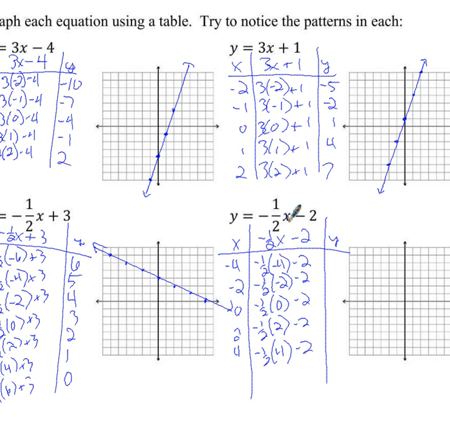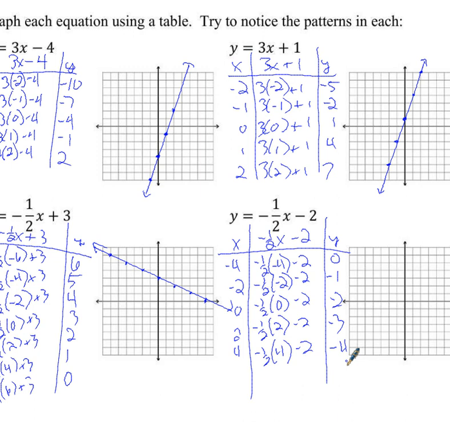What do I get for negative 4? Positive 2 minus 2 is 0. What do I get for negative 2? Negative 1. What do I get for 0? Negative 2. What do I get for 2? Negative 3. Okay. And what do I get for 4? Negative 4.